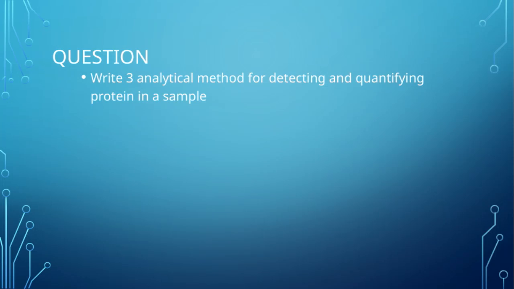Now, let's explore three common analytical methods used for detecting and quantifying proteins in a sample. First up, we have spectrophotometry, which is based on measuring the absorbance of light by the protein, usually at 280 nanometers. It's a quick and straightforward method, but it requires that the sample is relatively pure because other substances can also absorb at this wavelength.